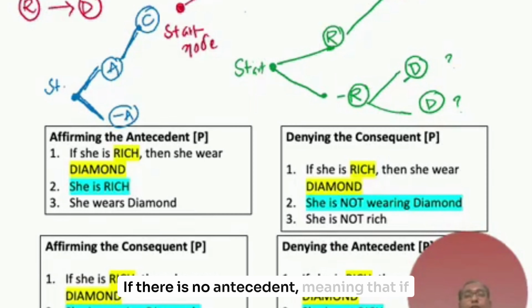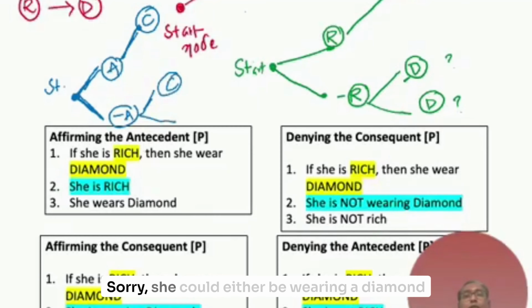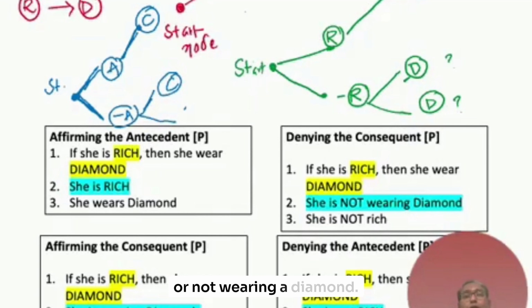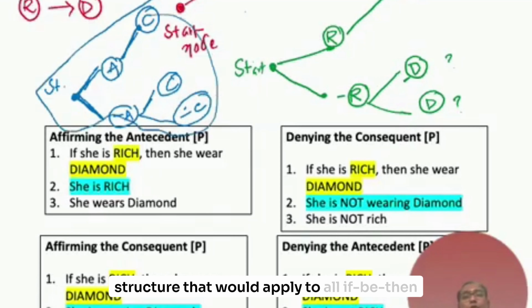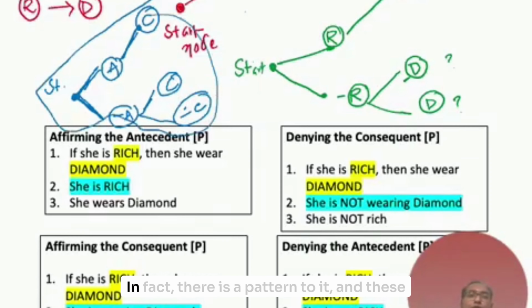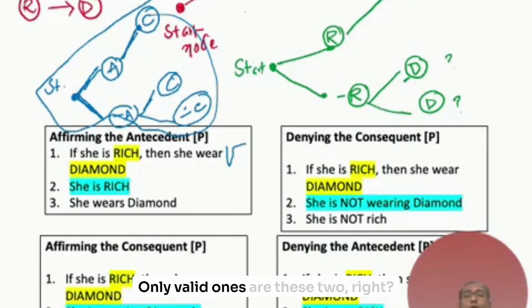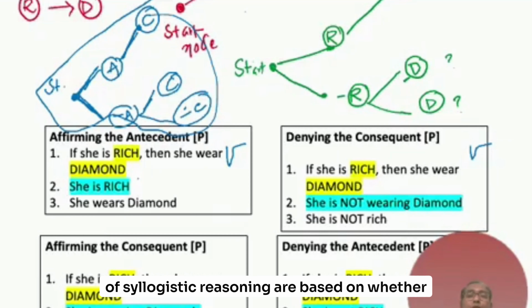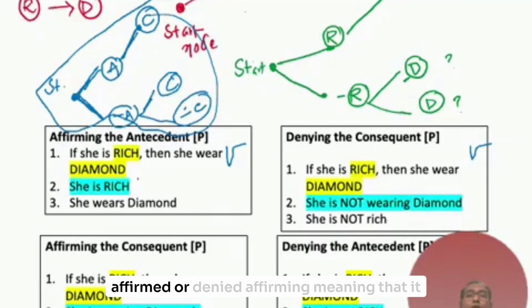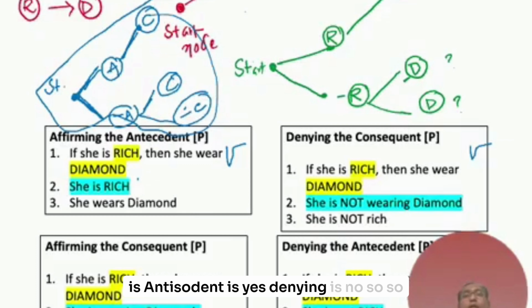If there is no antecedent, meaning that she's not rich, there are two possibilities. She could either be wearing a diamond or not wearing a diamond. Now, this would be a general structure that would apply to all if P then Q statements. In fact, there is a pattern to it, and these patterns are given names. Only valid ones are these two, right? The names given to these kinds of syllogistic reasoning are based on whether the antecedent is affirmed or denied. Affirming meaning that the antecedent is yes, denying is no.